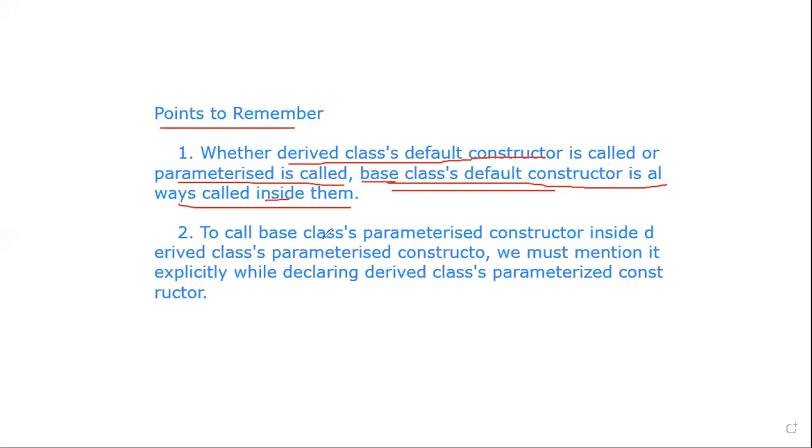Now the next thing is, if you have a parameterized constructor inside the base class, when you derive that class, you can call that constructor as well. And in that case, you must mention it explicitly while declaring the derived class parameterized constructor. So these are the two cases.